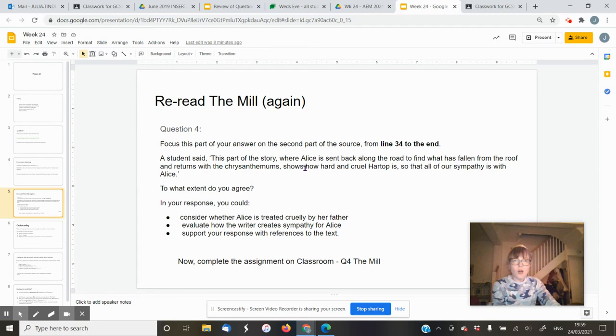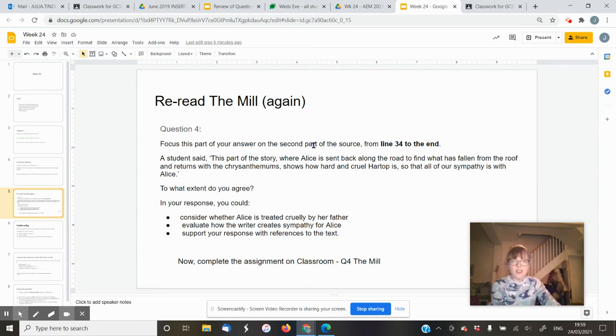Okay, so now you're going to do the assignment on the mill. So here's the question. Focus this part of your answer on the second part of the source from line 34 until the end. A student said, this part of the story where Alice is sent back along the road to find what has fallen from the roof and returns with the chrysanthemums shows how hard and cruel Hardtop is, so that all of our sympathy is with Alice. To what extent do you agree?